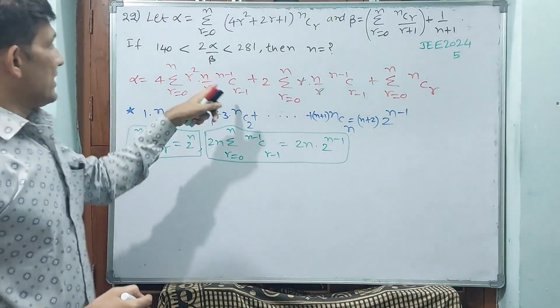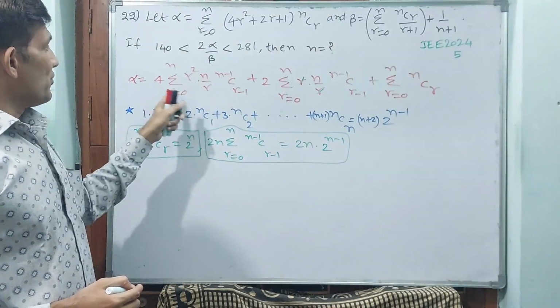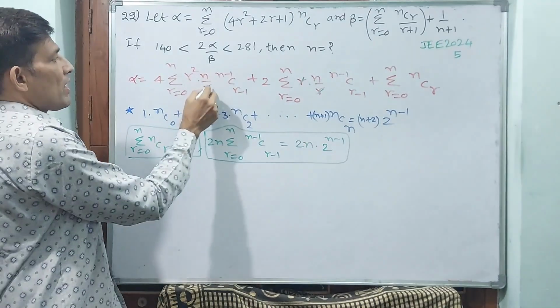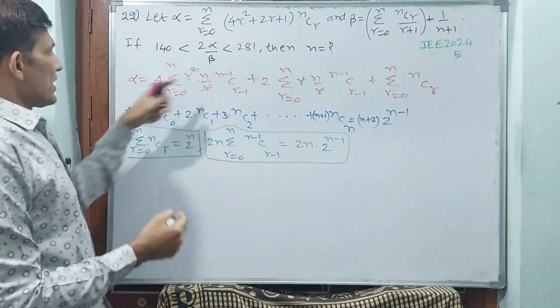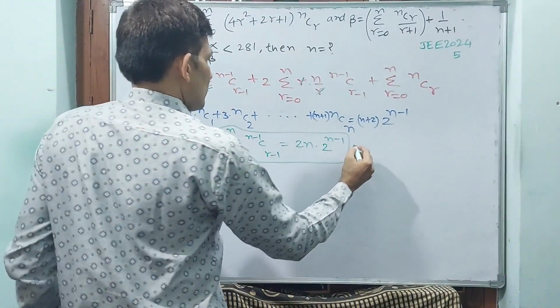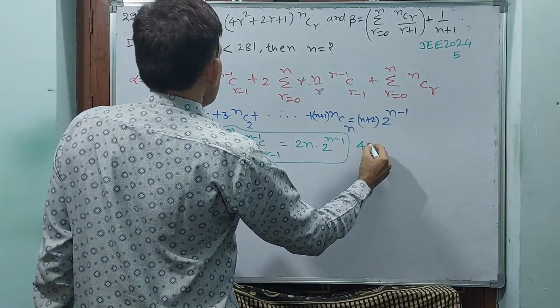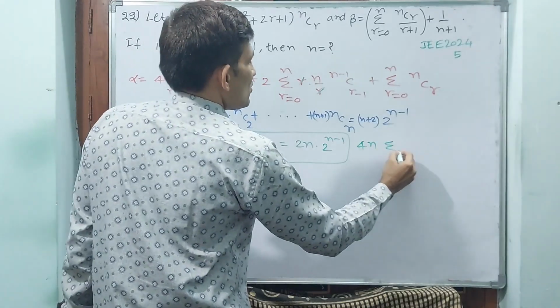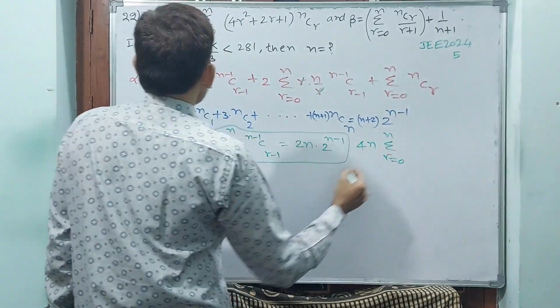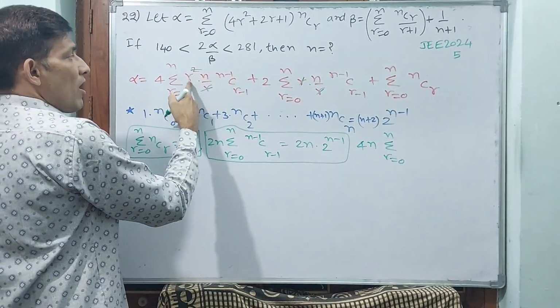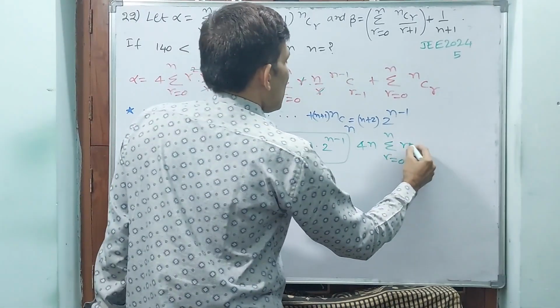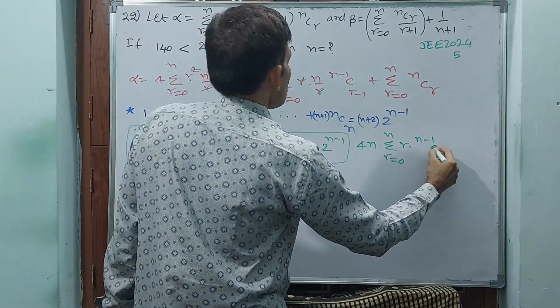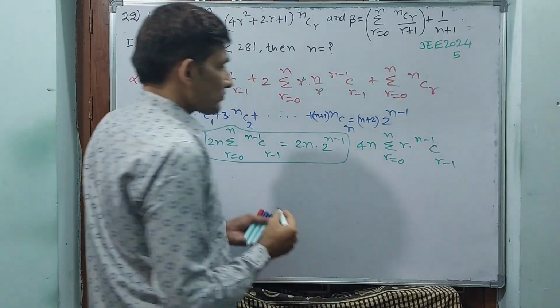Okay, but it will take time. This one is going to take time. See here, 1r is going to get cancelled out and n I am taking outside. Okay, n if I take outside, it is going to become 4n, and sigma r is equal to 0 to n only. But now r is there still. r into n minus 1 c r minus 1.